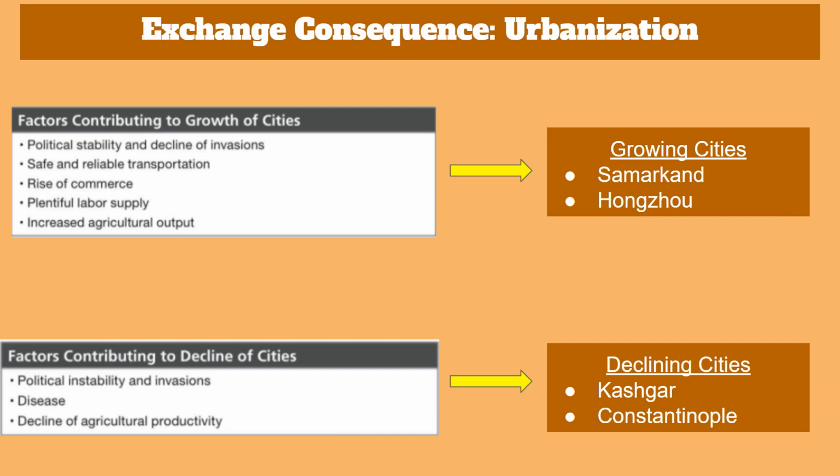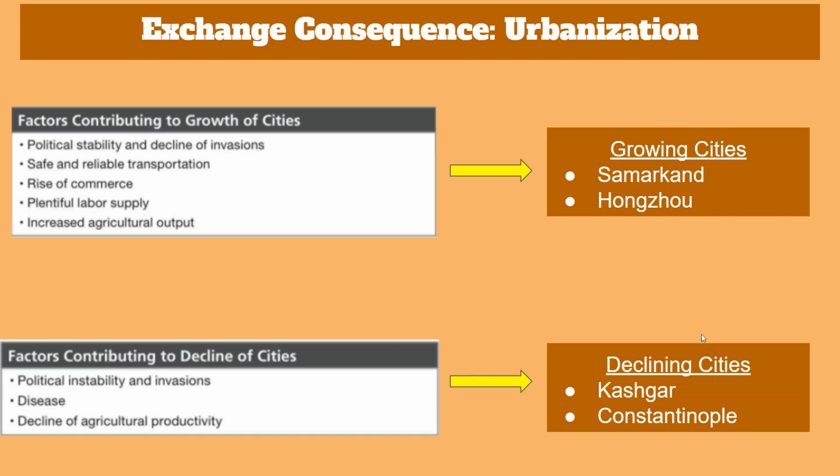Now, due to these exchanges of cultures, some cities grew more powerful while some declined. The ones that grew more powerful had a series of urbanization due to population growth. Now, there were many factors to this urbanization. For instance, in the growing cities such as Samarkand and Hangzhou, political stability and the decline of invasions allowed the city to prosper economically. There was also safe and reliable transportation. There was a rise in commerce due to the rise of populations, and there was a plentiful labor supply due to this new urbanization, which eventually increased agricultural output, which allowed these flourishing cities to feed their populations.